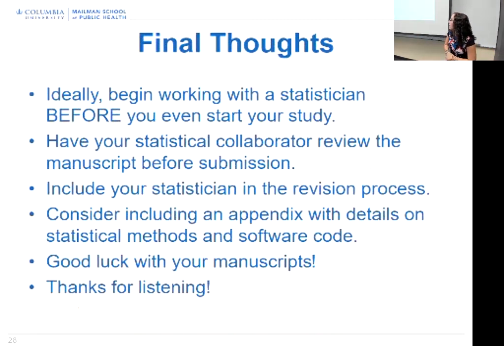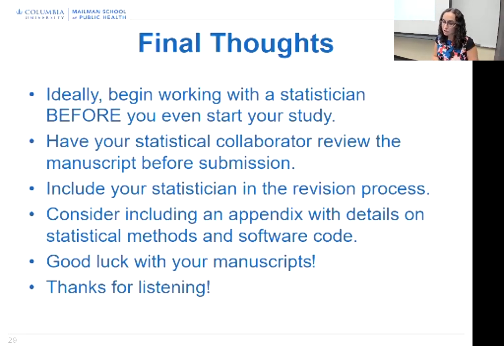So, some final thoughts just to wrap up the talk. Ideally, you should begin working with a statistician before you even start your study. So before you collect any data, come talk to one of us. Have your statistical collaborator review the manuscript before submission. If they're a co-author on the paper, you should be getting their approval anyway to submit it. Include your statistician in the revision process. Don't go at it alone.